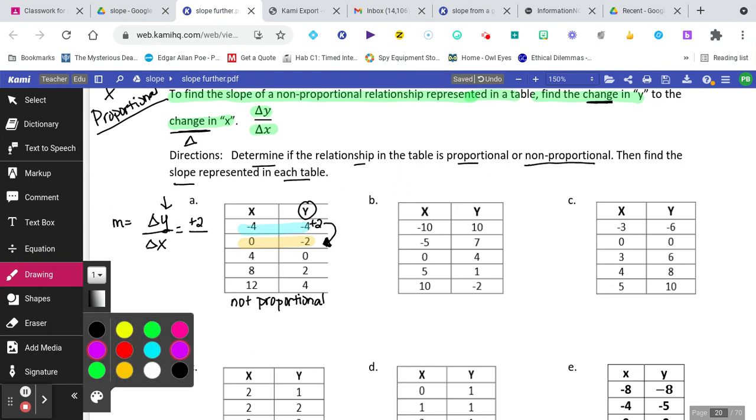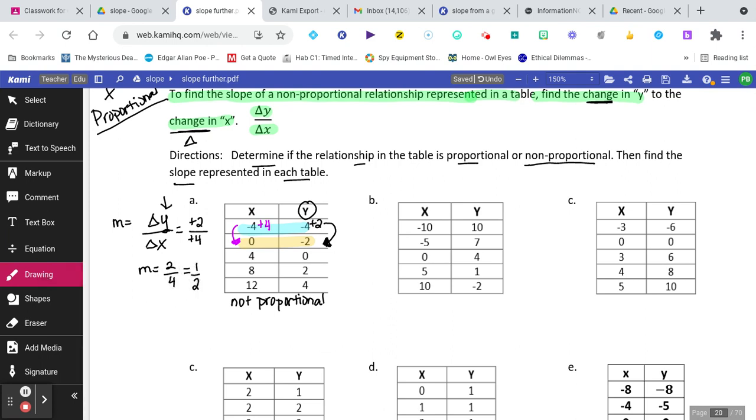Now I have to find the change in x. So I have to say, well, what am I doing to -4 to get to a 0? Well, I'm adding 4. -4 plus 4 gets me a 0. So I'm adding 4. So I know my slope, or my change in y over my change in x, is 2/4. And if I simplify it, my slope is simply 1/2. Now, guys, it does not matter what 2 points you choose. You're still going to end up with a slope of 1/2.